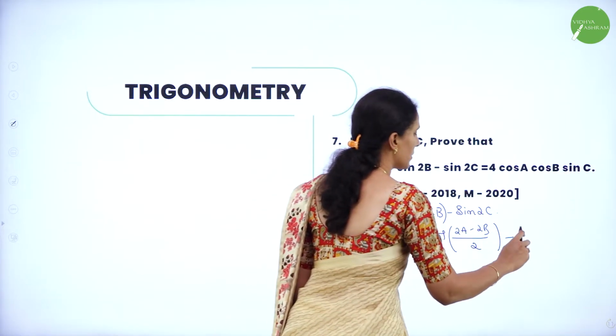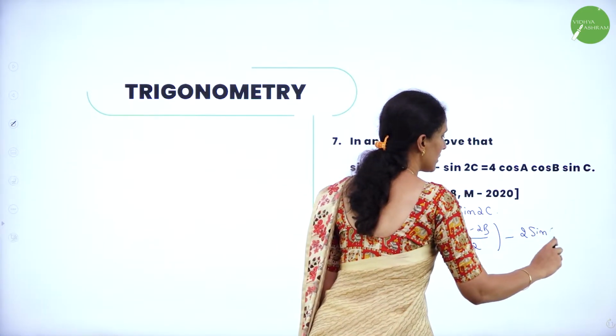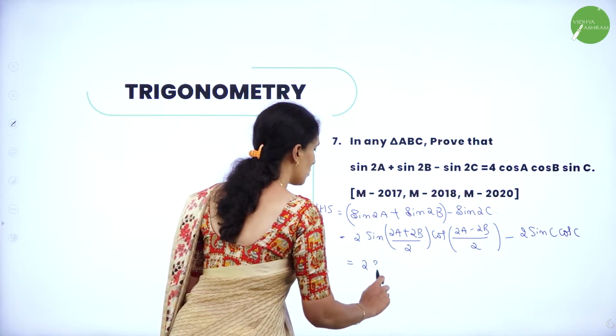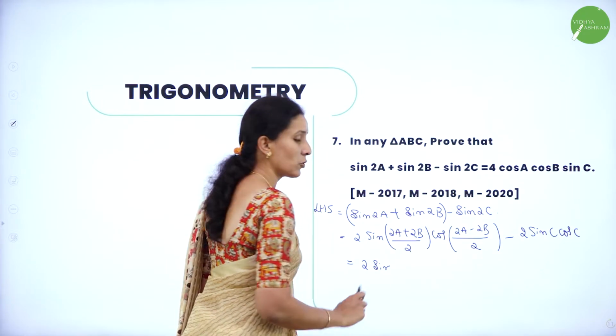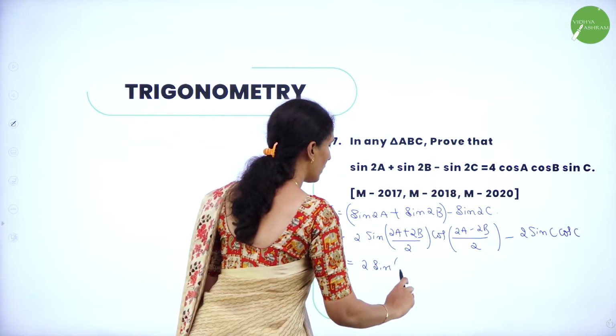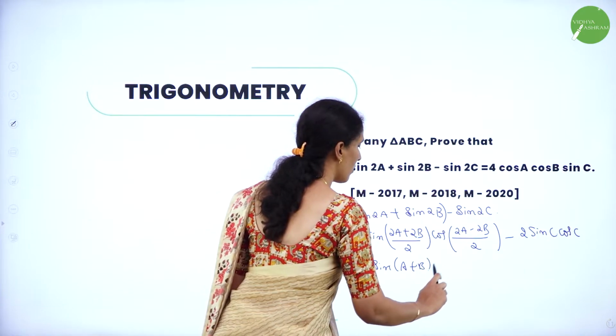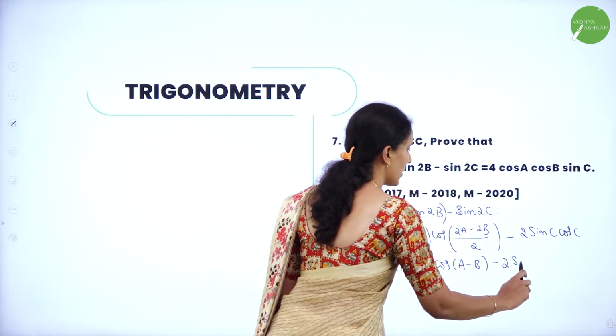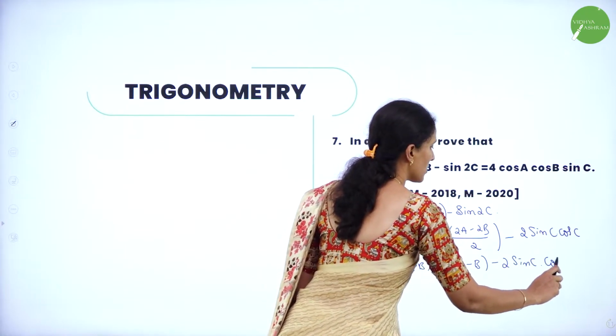Sin 2C can be written as 2 sin C cos C. Now here I can write this as 2 sin(2A plus 2B). You can take 2 as a common factor. You will get it as sin(A plus B) cos(A minus B) minus 2 sin C cos C.